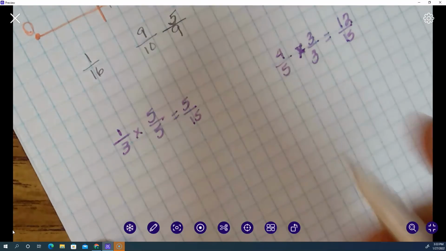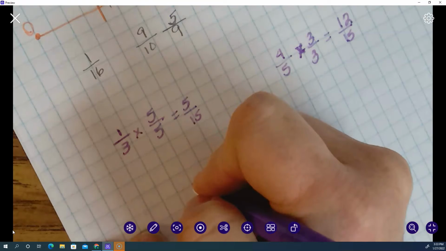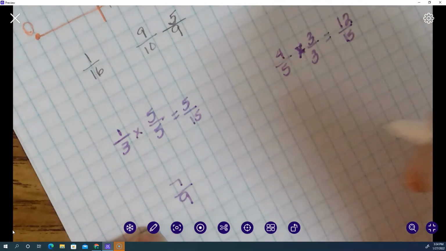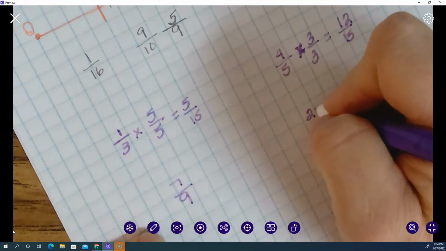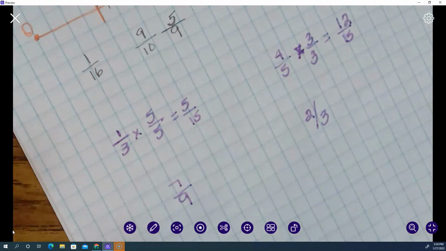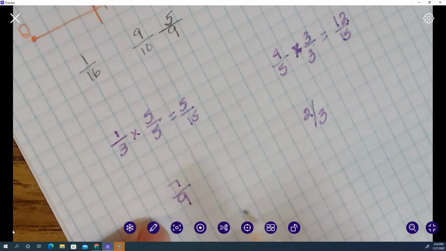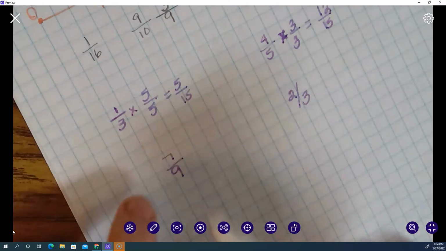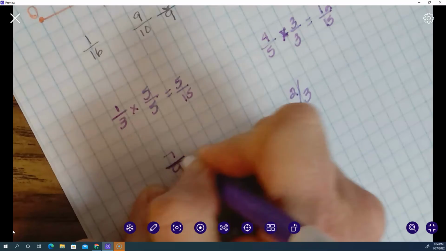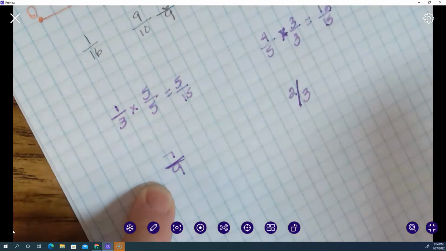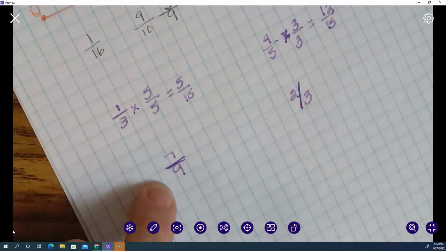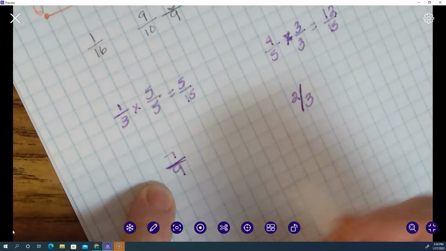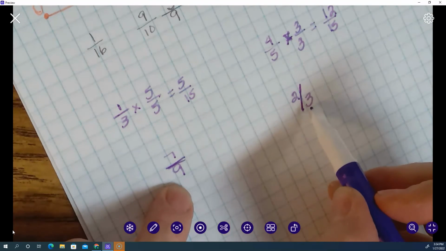All right, let's try another one. We're going to do 7 over 9 and 2 over 3. And I'm going to show you something with this one. When you're doing fractions, it is very much okay to put your fraction bar like this or diagonal like that. And I think in IXL, they have you do it like this because that's on the keyboard. All right, so 7/9 and 2/3.